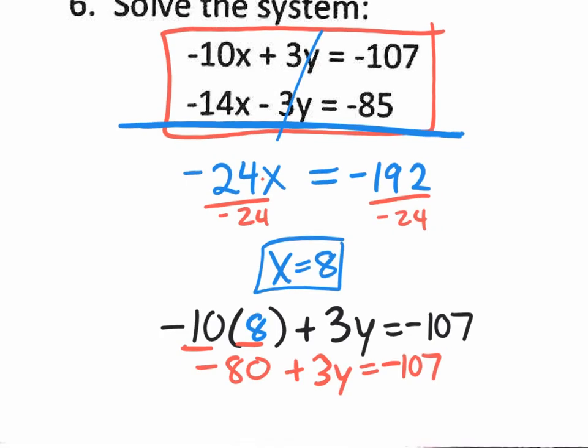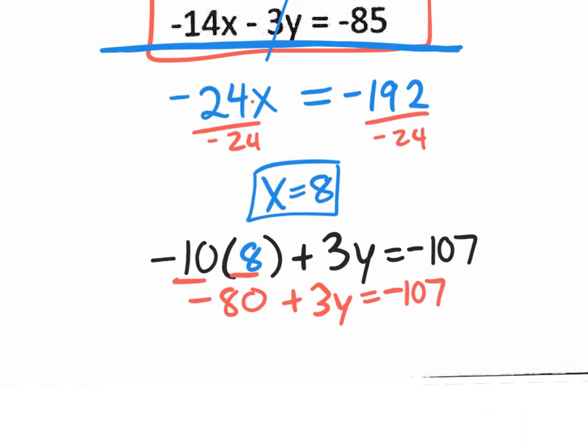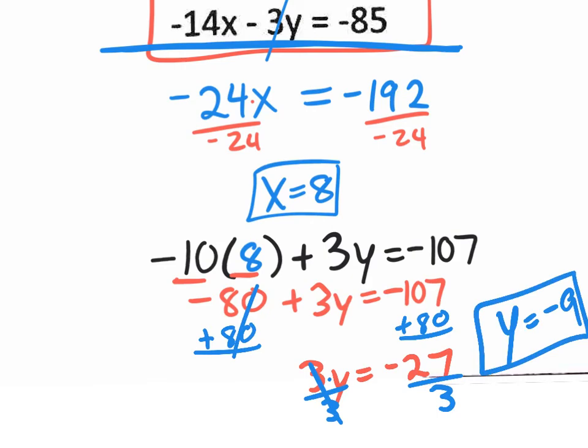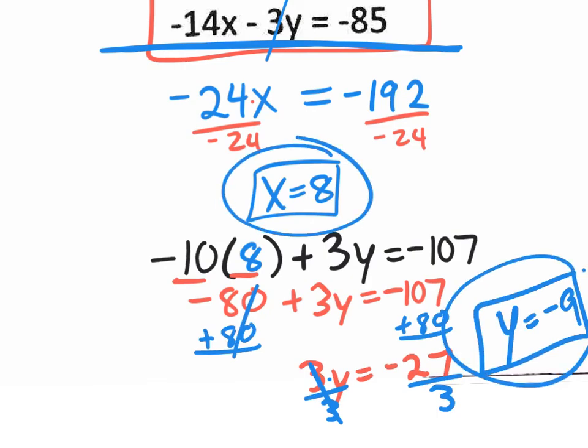So I have a 2-step equation here in red. I need to add 80 to both sides, which ends up being negative 27. That's right. So we end up with 3y equaling negative 27. Final step is to divide by 3. So y will equal negative 9. So ladies and gentlemen, we have our x value up here. We have our y value down there.